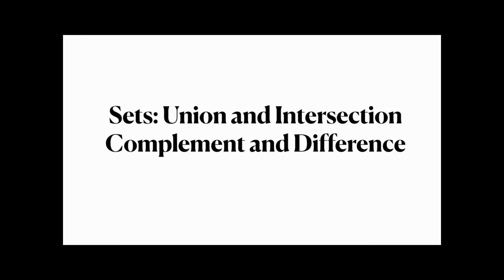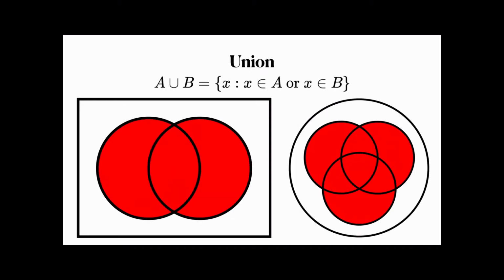This is Mr. Bo, and we're going to talk about how to do union and intersection, complement and difference today. This is kind of a review. We've been doing it in class, so most of us should be familiar, but this is a little bit of a review for us. So the first thing I want to talk about is union.